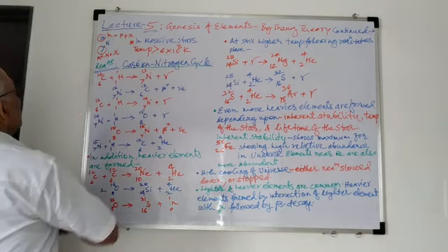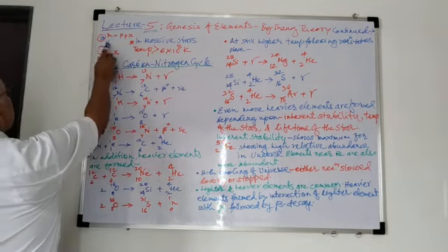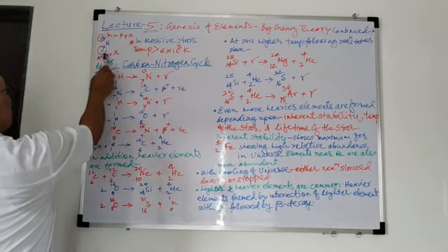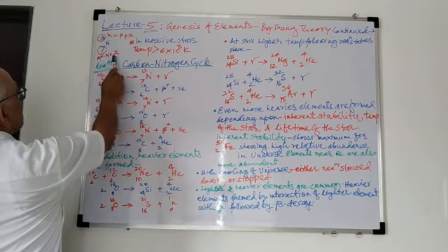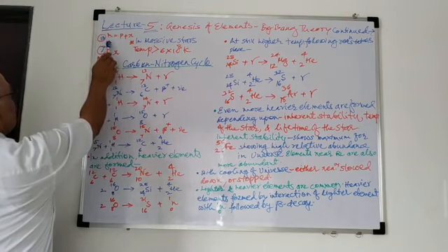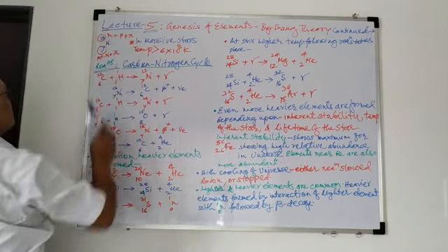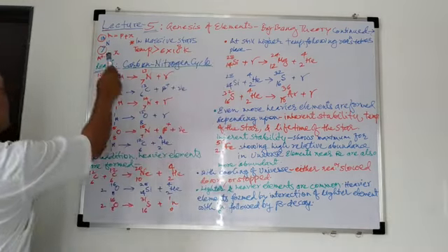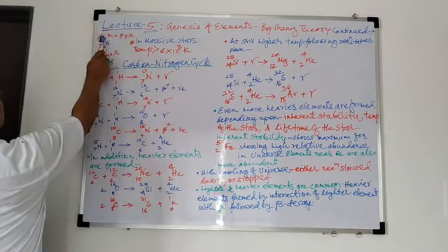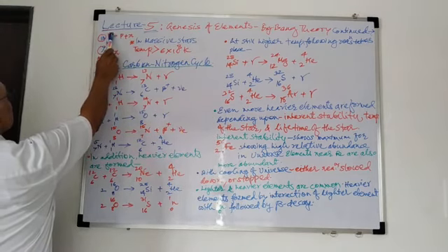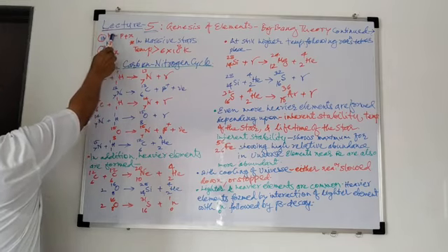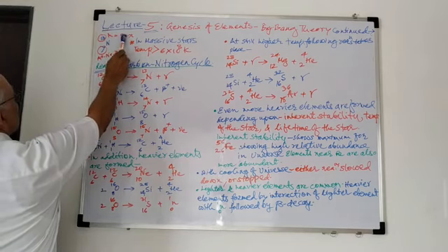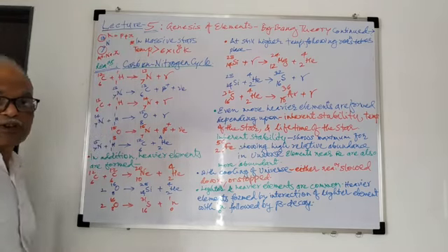So the nucleus is represented in this way, that is 7 and 13. In the previous lecture we have seen that this 7 indicates the atomic number of this element, that is nitrogen. Z represents the number of protons present in the nucleus. This 13 represents the atomic mass number, which is the sum of the number of protons and the number of neutrons.